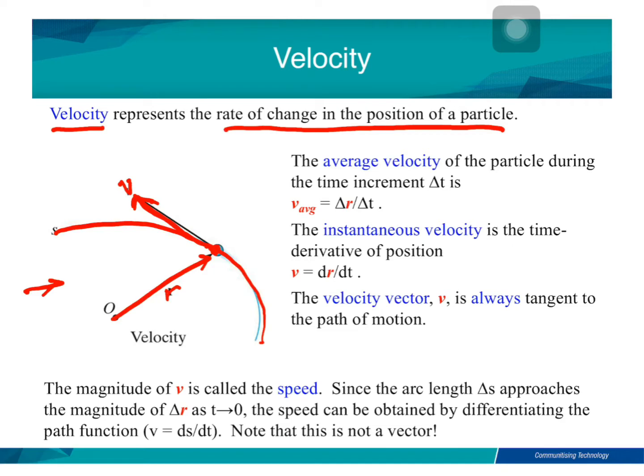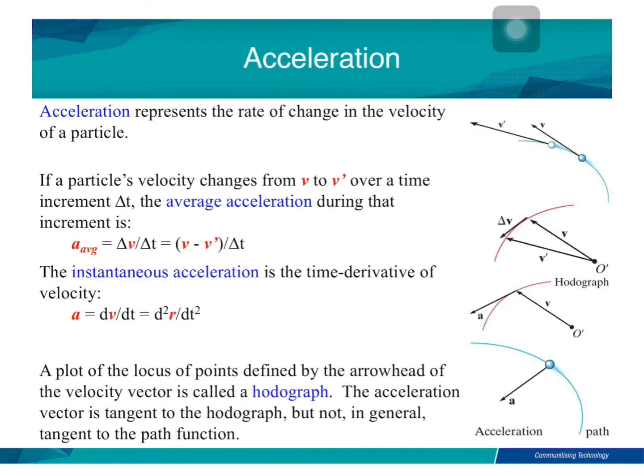Alright. Here, the average velocity is given by delta r over delta t, which is the change of time, the delta t increment or decrease. The instantaneous velocity is the time derivative of position. So if you want to get the instantaneous velocity, you can differentiate dr over dt if you know what r is. And the velocity vector is always tangent to the path, as I mentioned before. If you want to sketch, you must remember that the velocity vector is always tangent to the path.